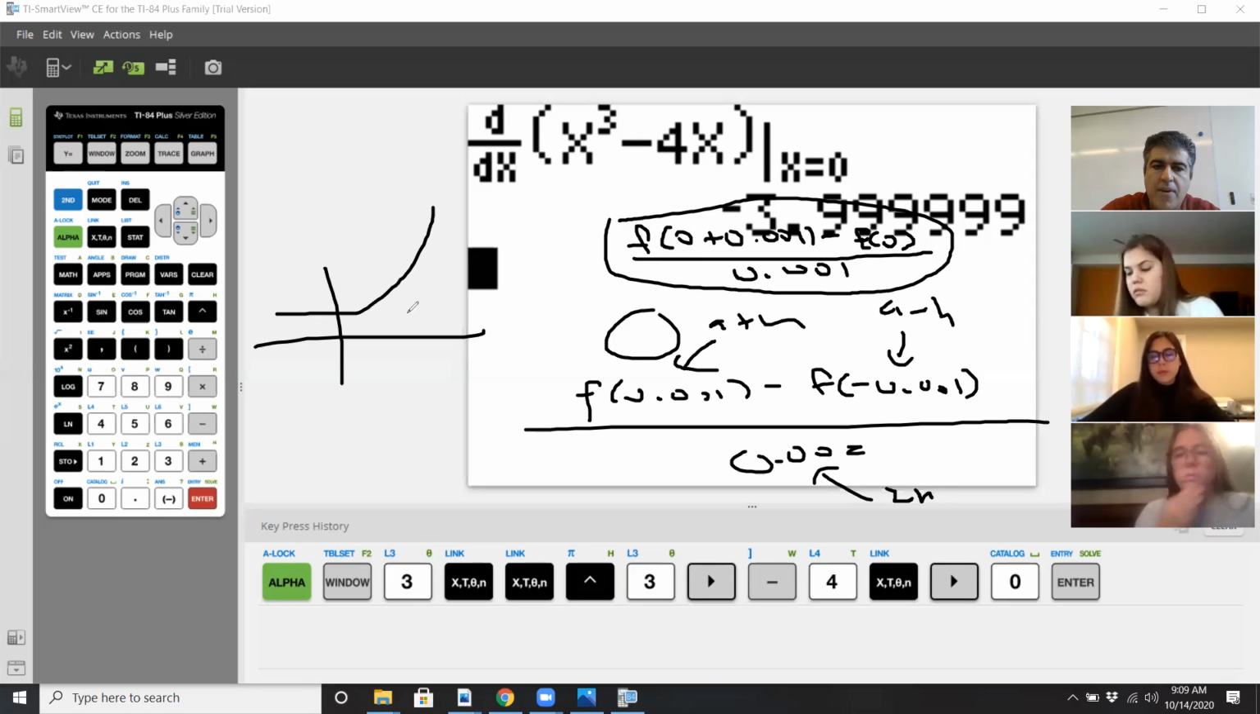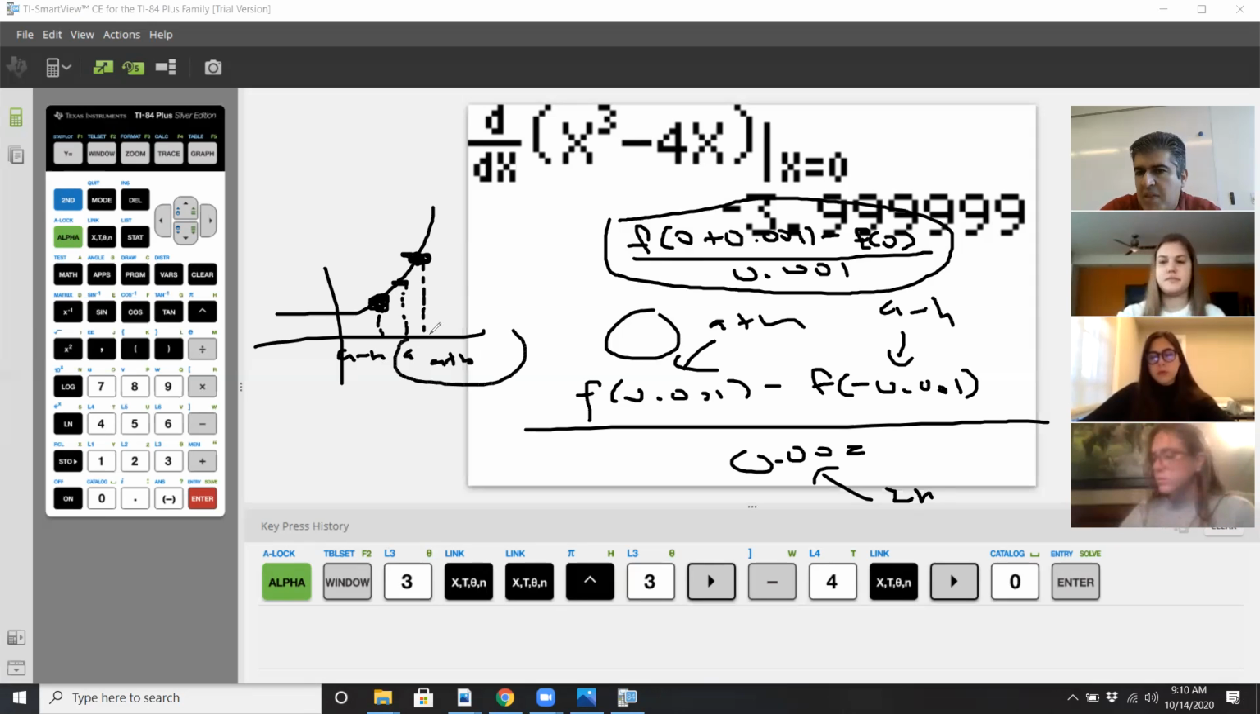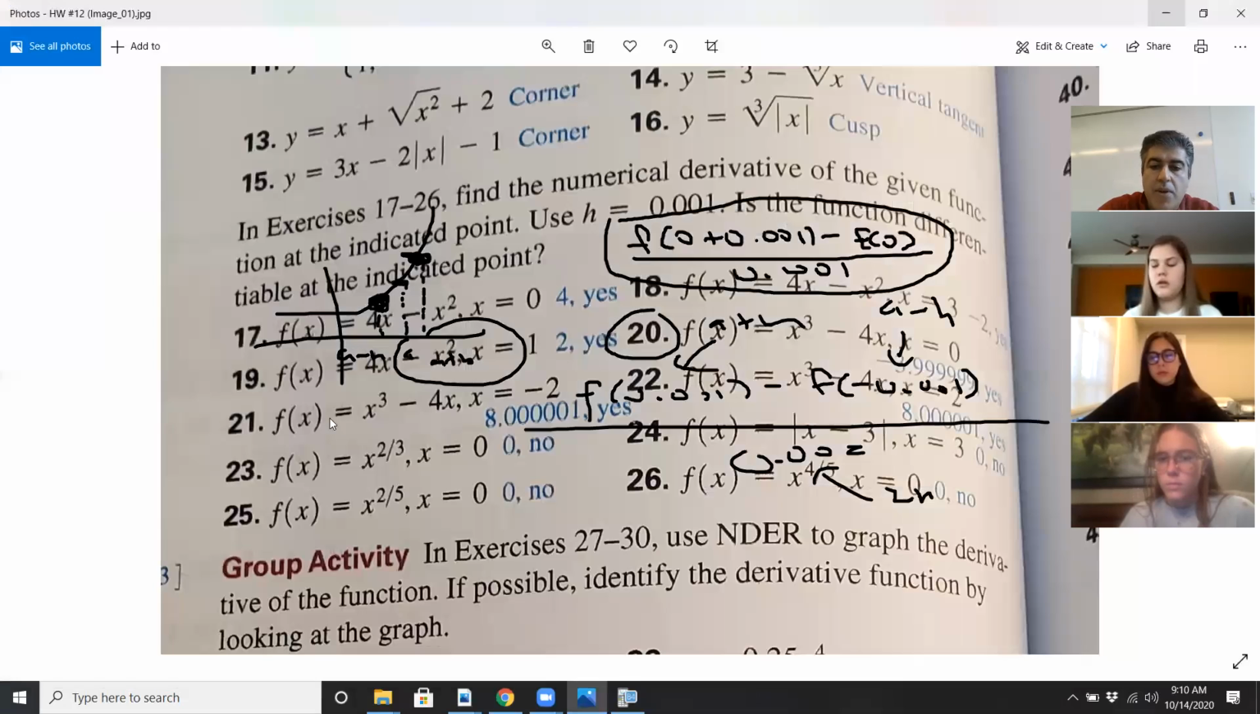And remember, symmetric difference quotient means this. So like you have a point right here. This is a plus h, a minus h. And so you just take the slope between these two dots that I'm making really big right now. If you did it just using these two, that's fine also. It's just getting used to how to find a numerical derivative. So if you use the calculator, that's totally fine. So that's that one. You do the same thing for 21 and 25.